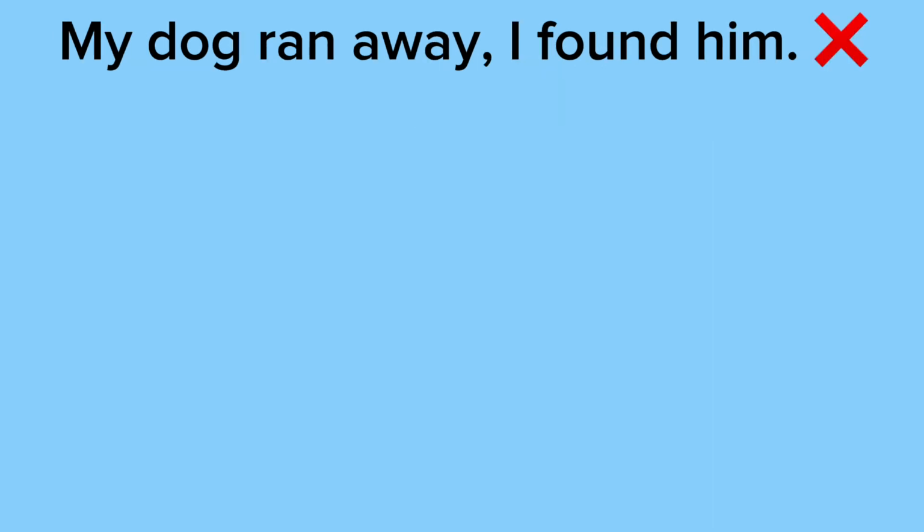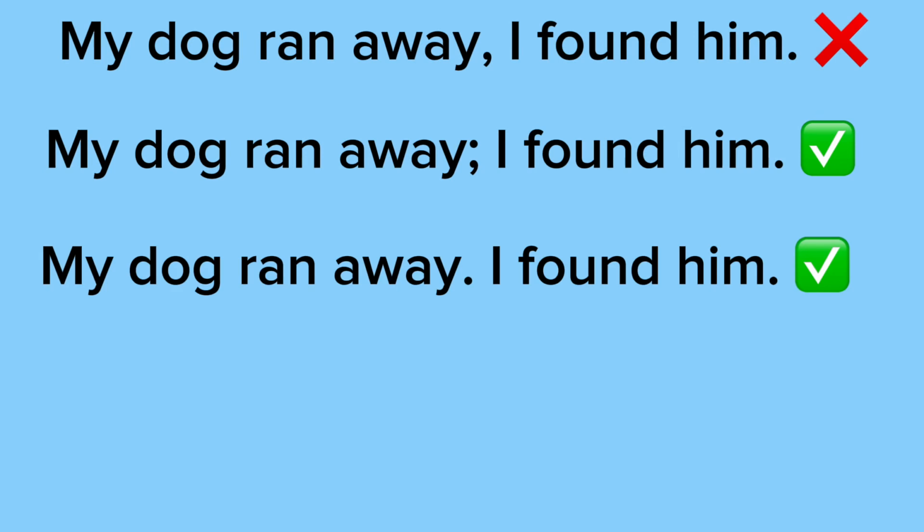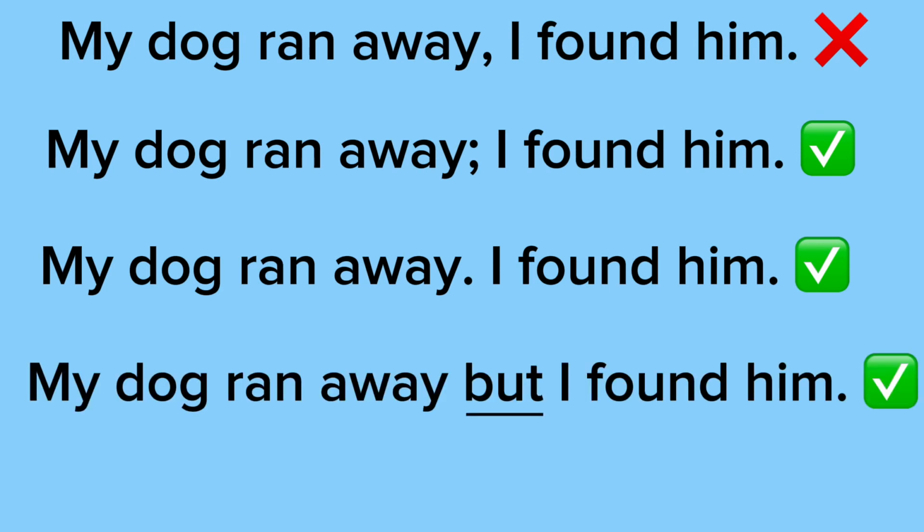In the sentence, my dog ran away, comma, I found him, this is incorrect because we don't need a pause, we need a full stop, or a coordinating conjunction, of course. So in the sentence, my dog ran away; I found him, this is correct because the semicolon is being used to separate 2 similar but different ideas. In the sentence, my dog ran away. I found him. The period is used to indicate a full stop, which is correct. And lastly, in the sentence, my dog ran away, but I found him, the but is a coordinating conjunction that's being used to join words.